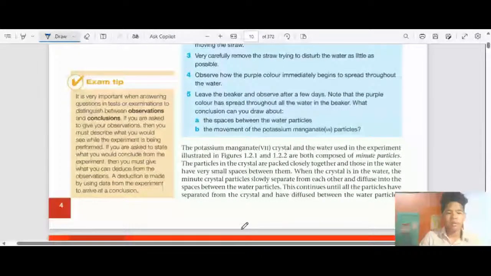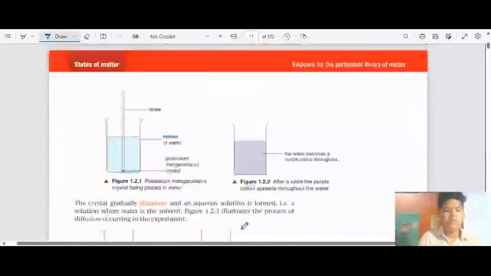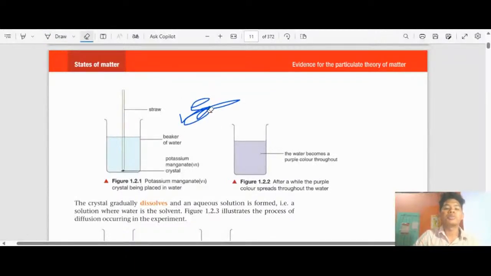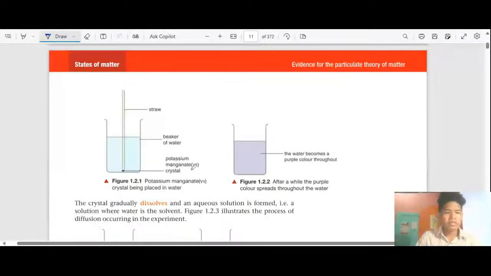All right. So this is an example of a lab that was conducted with the main idea of understanding diffusion. This is what we consider to be chemistry labs. But aside from that, let's go into it. So we have a straw here. We have a beaker of water and a little bit of potassium permanganate crystals, we will consider it to be.